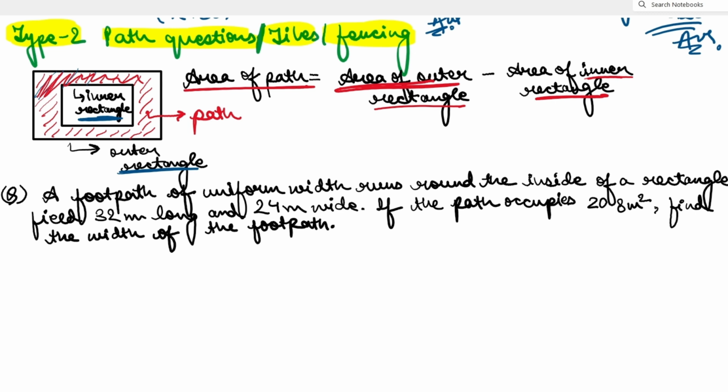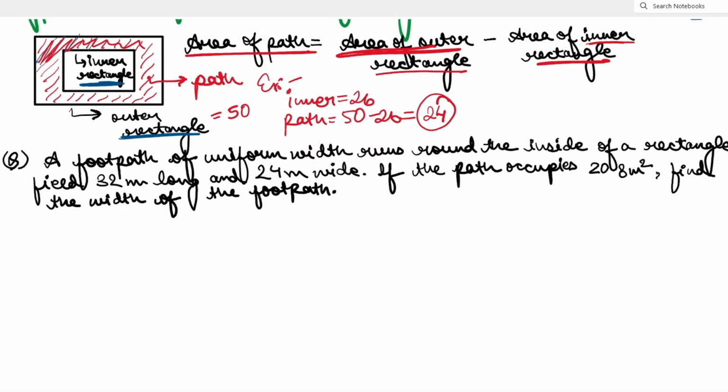Is it clear till here? So you need to subtract the outer rectangle. If my outer rectangle is 50 and my inner rectangle, for example, is 26, then in that case my path becomes equal to 50 minus 26, which becomes ultimately equal to 24. Okay, so this is just an example. Okay, now we'll talk about the question. Okay, so now we'll solve this question.